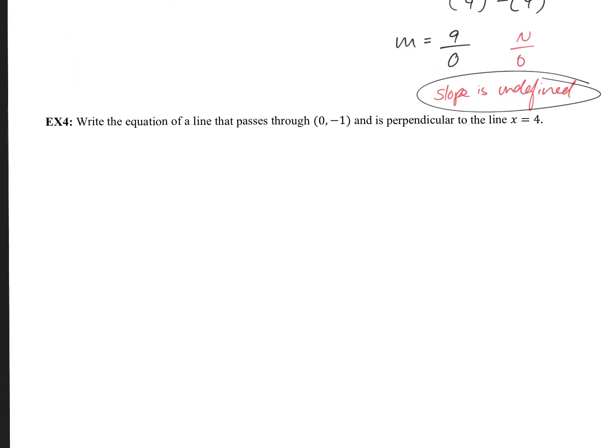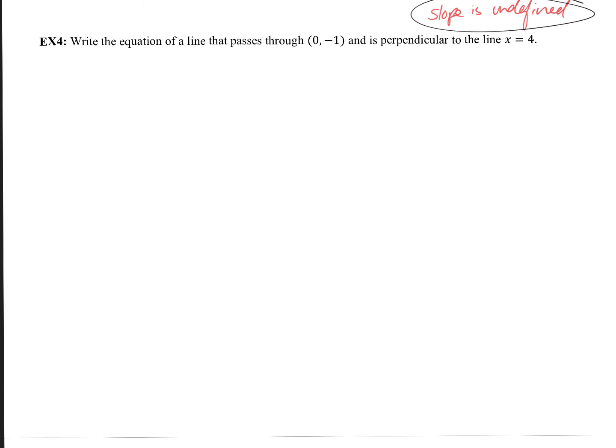Alright, let's take a look at another example. Write the equation of a line that passes through 0, negative 1 and is perpendicular to the line x equals 4. Ooh, look at that. We brought in some fancy words here. Perpendicular. What does that mean? Perpendicular creates that right angle. That means the slopes are opposite reciprocals of each other.